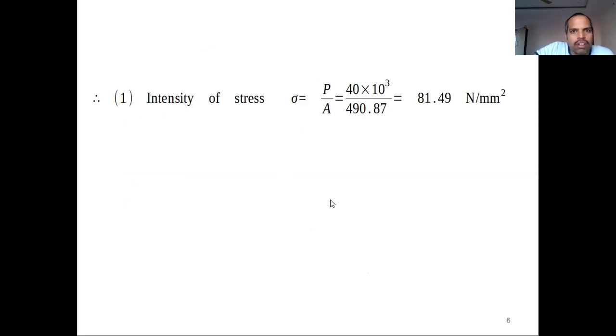Next is the intensity of stress. Intensity of stress, sigma is equal to P by A. So already we have discussed what P is. P is nothing but 40 kilonewtons. Of course, please be careful about the units. Here the load is 40 kilonewtons, given in the problem, so please convert into newtons, or see that all the units of all the quantities are the same.